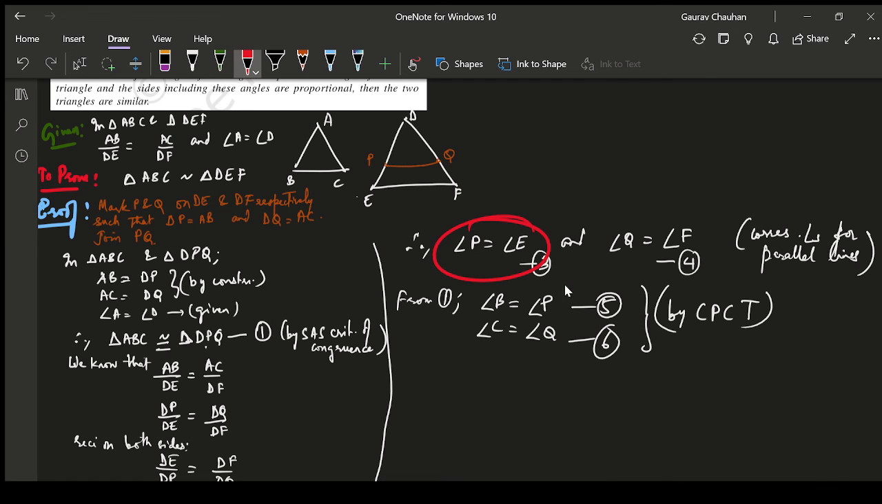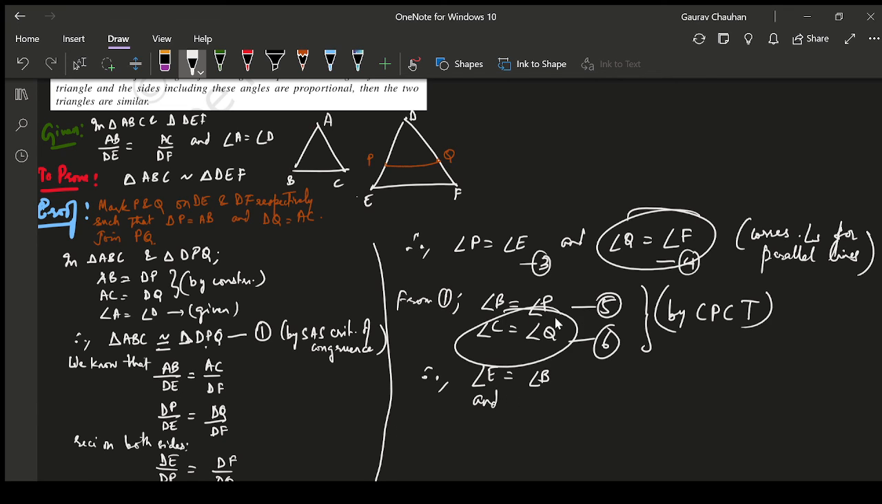Which means essentially now from these two equations, P is equal to E, P is equal to B, I get E is equal to B. Therefore, angle E is equal to angle B, and Q is equal to F, Q is equal to C, so angle F is equal to angle C. So we have reached a point where we have proved that this angle is equal to this angle and this angle is equal to this angle, which means essentially we have shown that this triangle is similar to this triangle by AAA criterion.